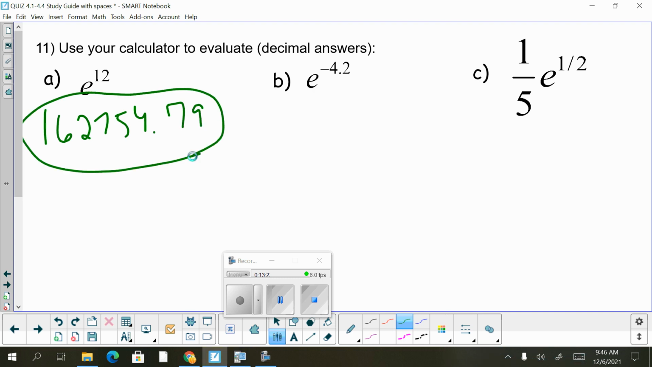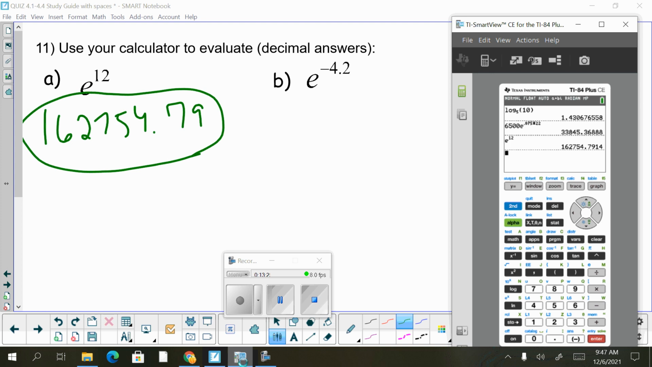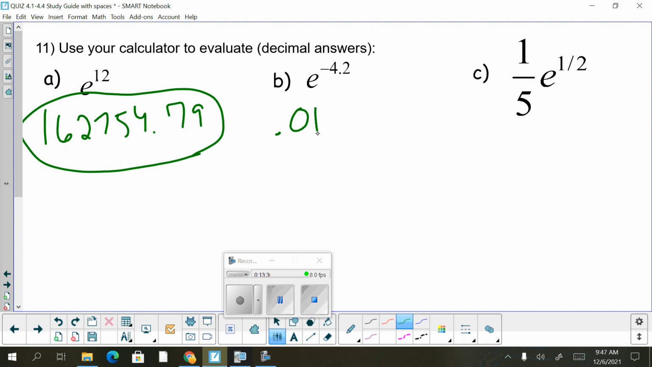e to the negative 4.2. 0.01499. And then finally, I'll just do this on my other calculator, 1/5 e to the 1/2. I got 0.33. I rounded that.